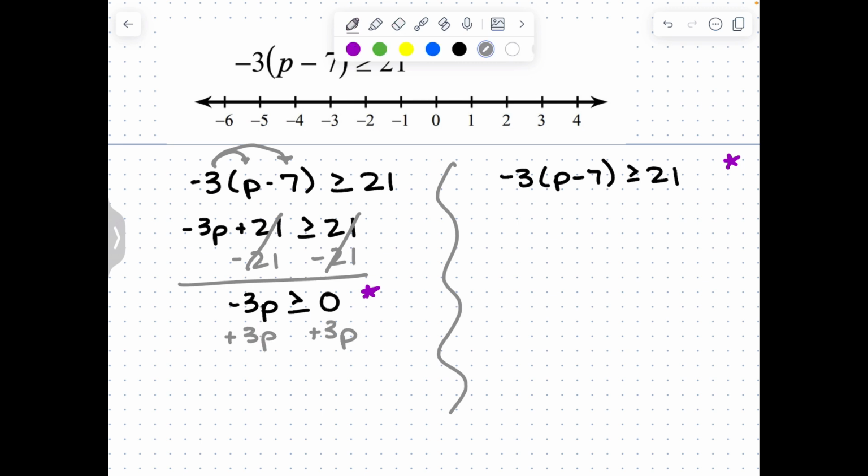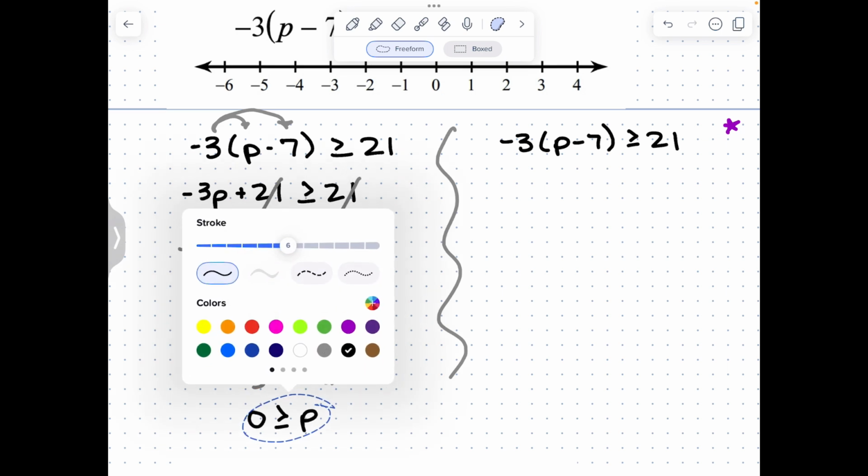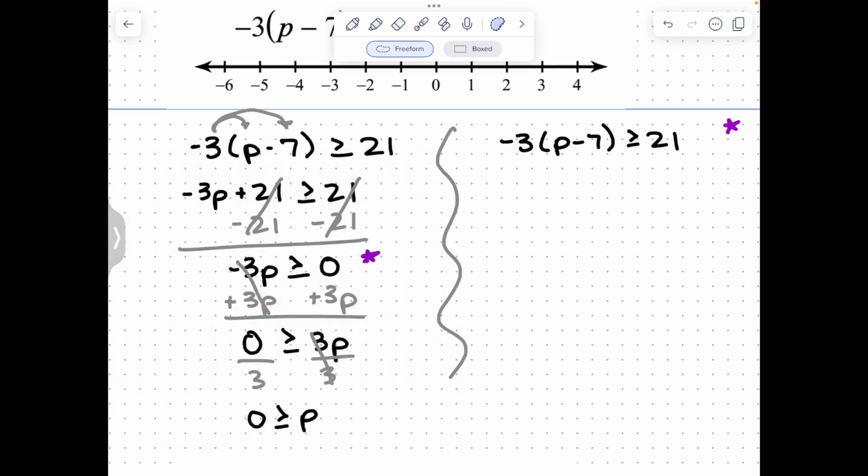It does add an extra step, and you still have a 0. It doesn't really help that. But then when you divide, we get our 3's canceling, and then we just have 0 is greater than or equal to p. So that should be our answer.